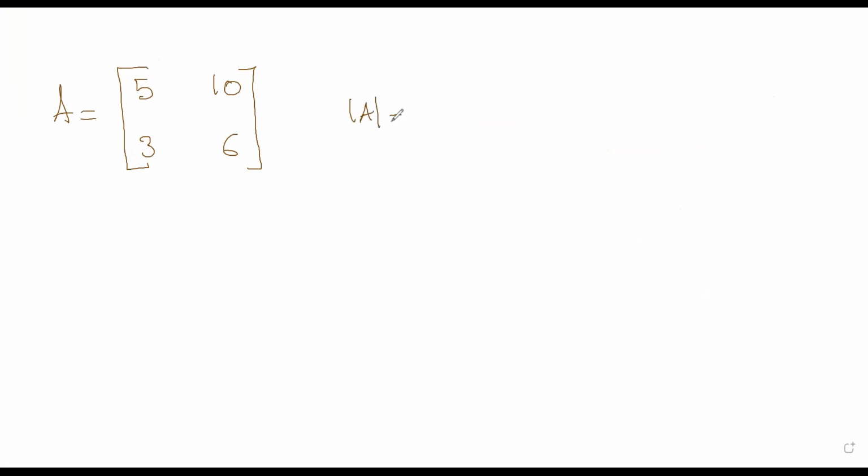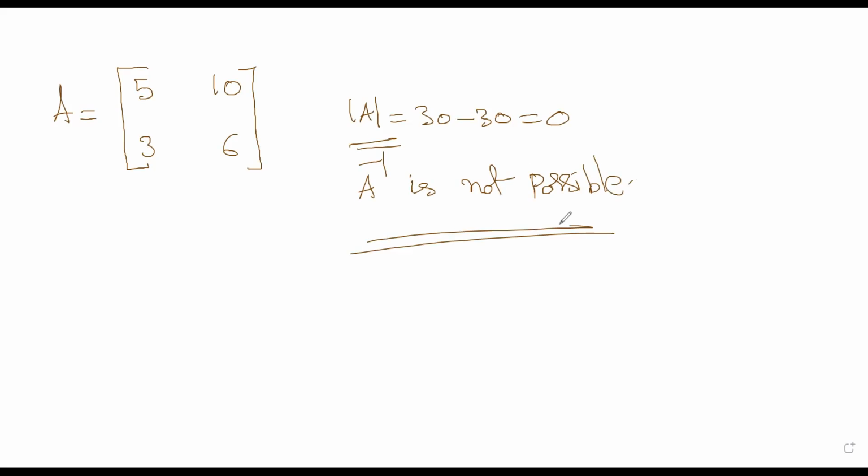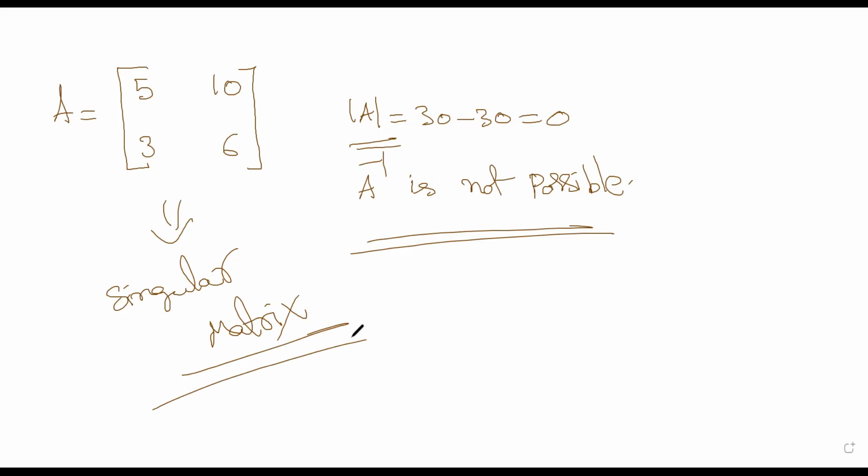What is det A? 30 minus 30. You got a singular matrix. A inverse is not possible. First you have to check this one. Not possible, because det A is 0, so A inverse is not possible. It's a singular matrix. Clear?